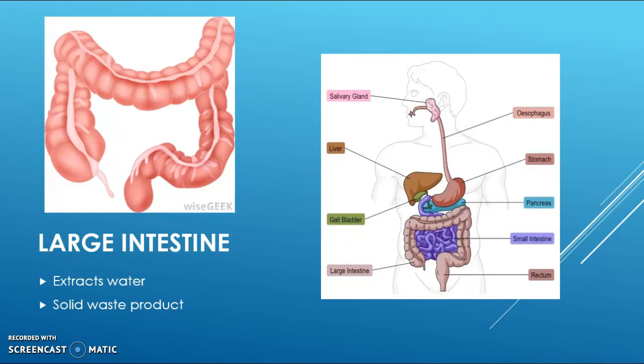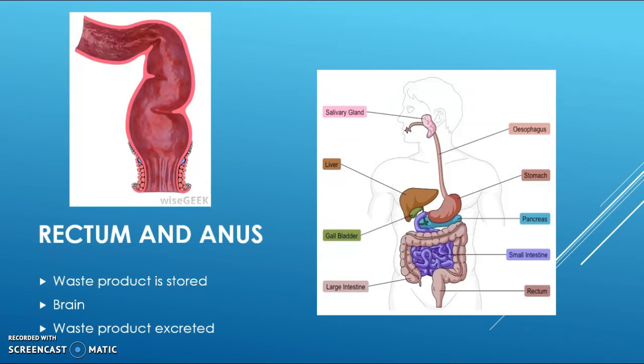Basically, all of the good things like the nutrients, vitamins, and minerals were extracted from the paste-like substance within the small intestine, and that's just left a solid which consists of harmful chemicals and bacteria, and also toxins, which need to be expelled from the body. From the large intestine, this waste product is then passed into the rectum, where it is stored until the brain tells it can be passed to the anus, where the waste product can be excreted.